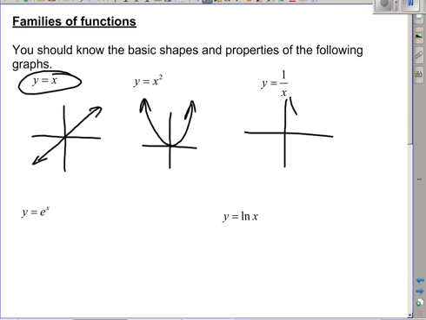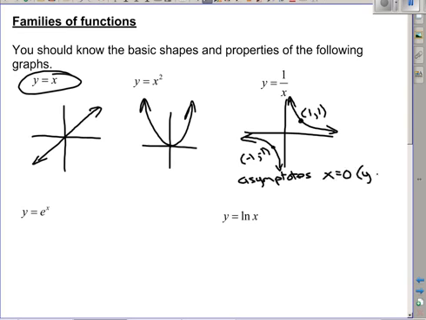Reciprocal graph, your basic reciprocal graph, is y equals 1 over x, okay, which means it would have the points (1, 1) on it, and (-1, -1). You should know that this one has asymptotes. There's the asymptote of x equals 0, or the y-axis. So that would be our vertical asymptote. And our horizontal asymptote is going to be y equals 0, which is the same as the x-axis. Just the equation for the x-axis.